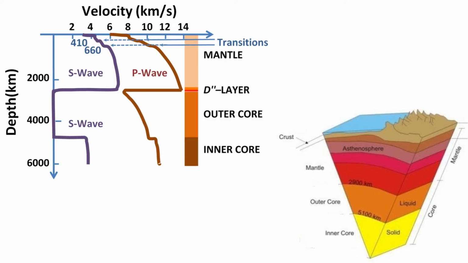Now, this graph shows the velocity of body waves in the Earth versus the depth of the Earth. Notice that while the P waves are present at all layers of the Earth, the S waves are absent in the outer core, and this is because the outer core is liquid.